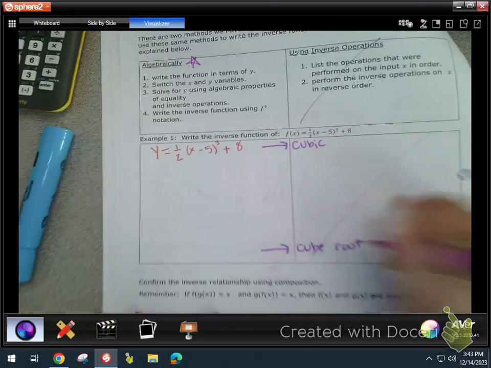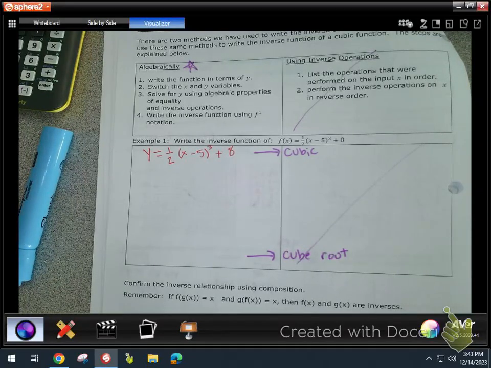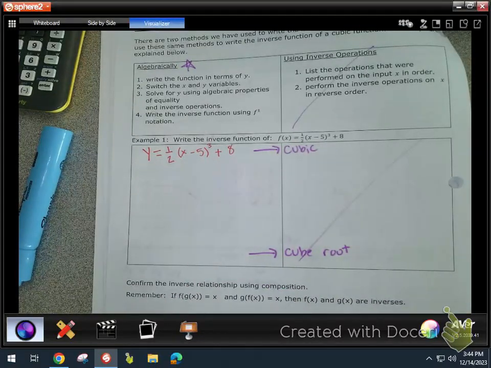It seems fairly obvious. However, in the past when we have done tests and quizzes on this, there was always a handful of people that would find an inverse of a cubic and they would say the inverse was just another cubic. And that's all sorts of wrong. They're always going to be the opposite function at the end. So I like to write that at the beginning just so I have an idea, what am I starting with? What should I end with?